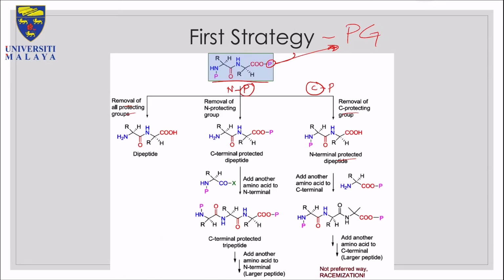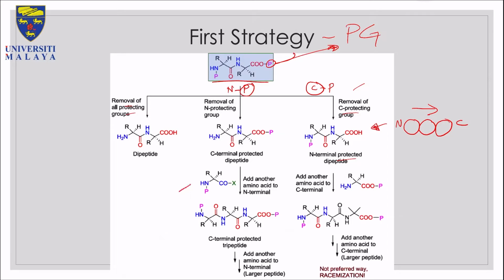So your first option, the most right, is to remove the C protecting group and then you couple the next amino acid on the C terminal. What it means is that you are basically growing the peptide from N to the C terminal. Okay, so that's the first option.